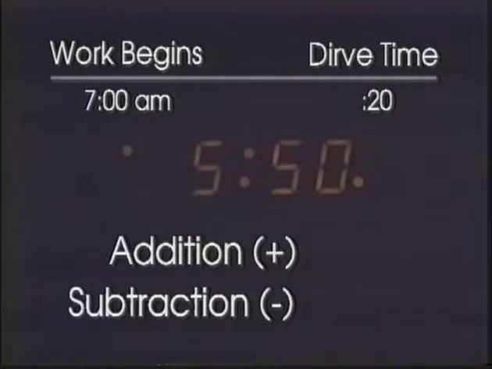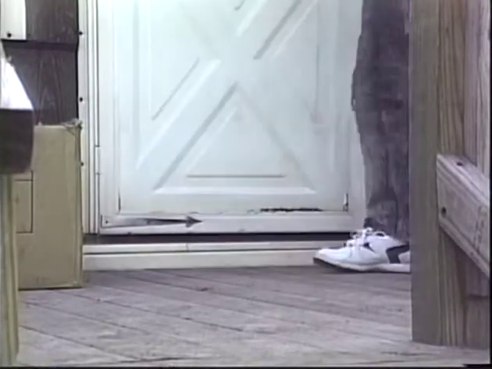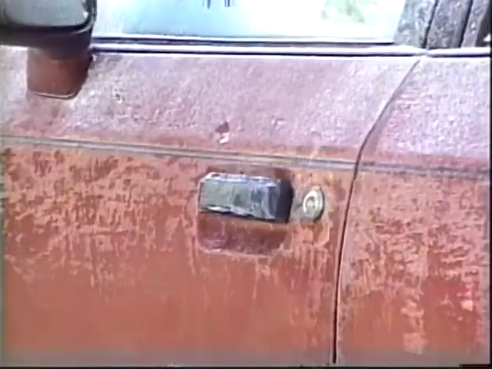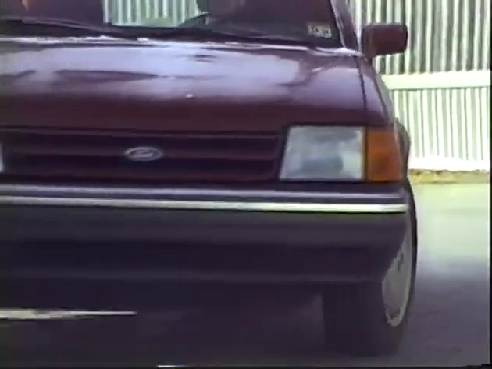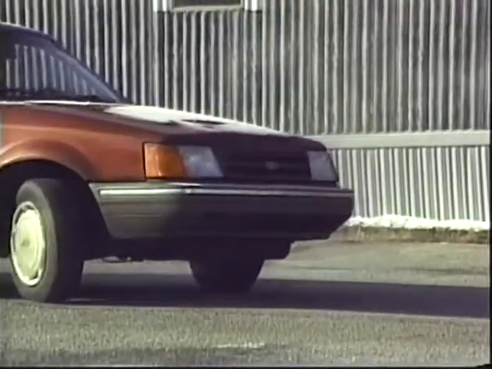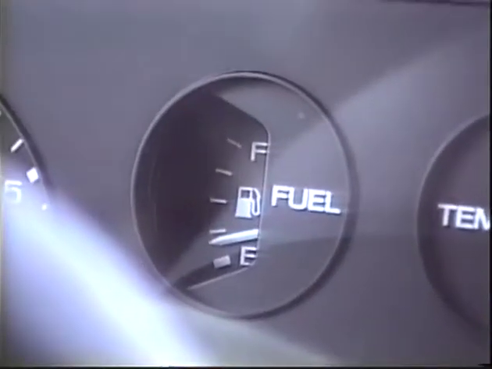The alarm clock goes off at 5:50 a.m. Work begins at 7, and there is a 20-minute drive in. How much time do you have to get ready and out the door? Upon backing out of the drive, you become aware that the gas gauge is showing on empty, so a stop at the pump is necessary before proceeding to work.